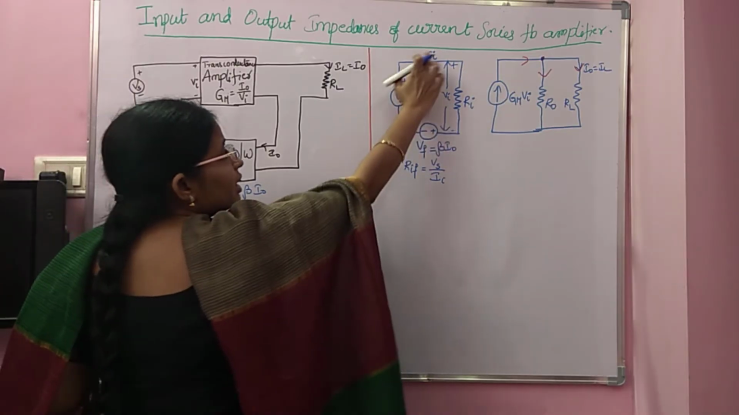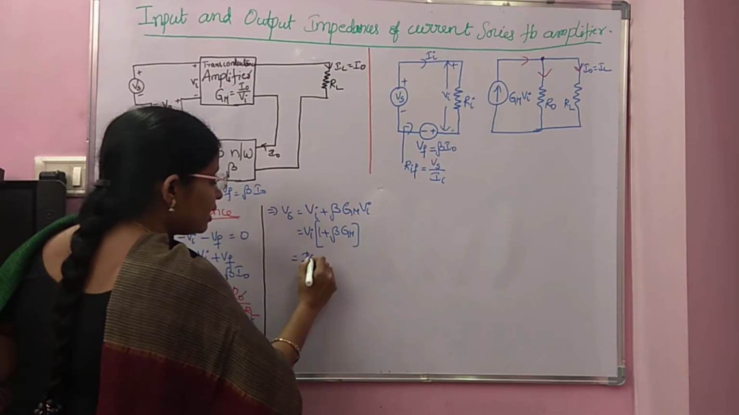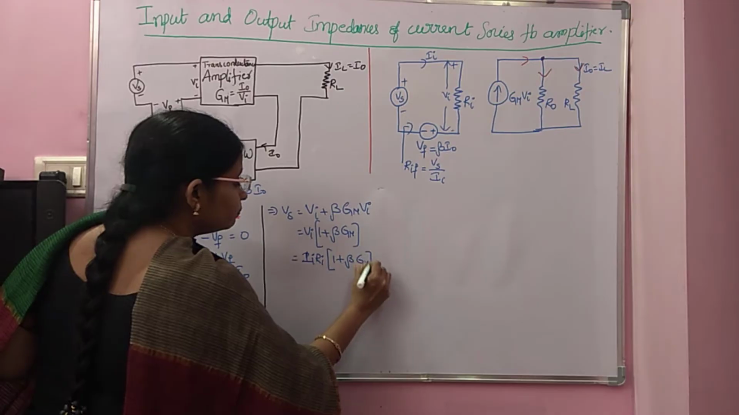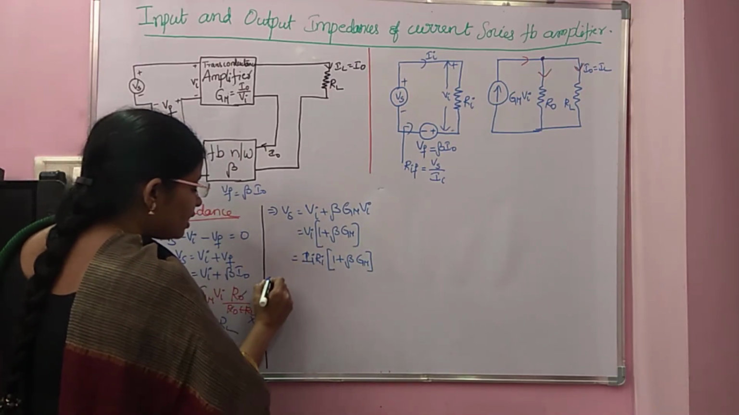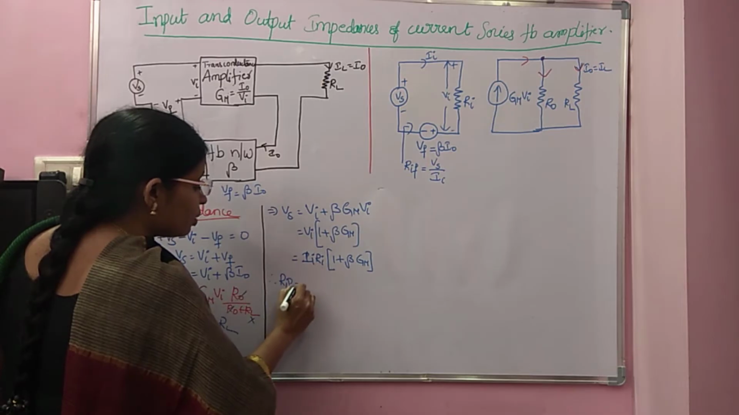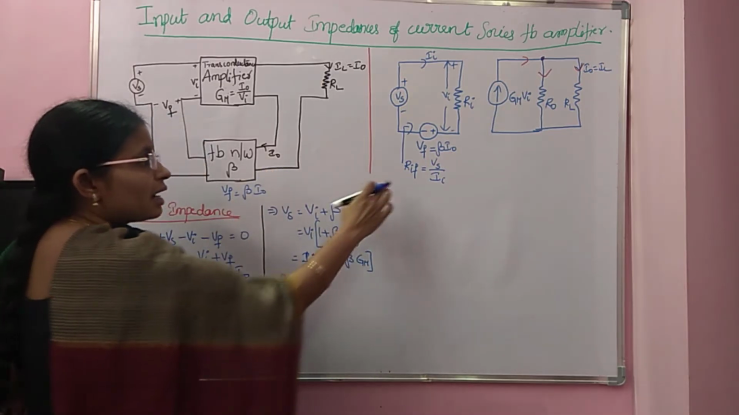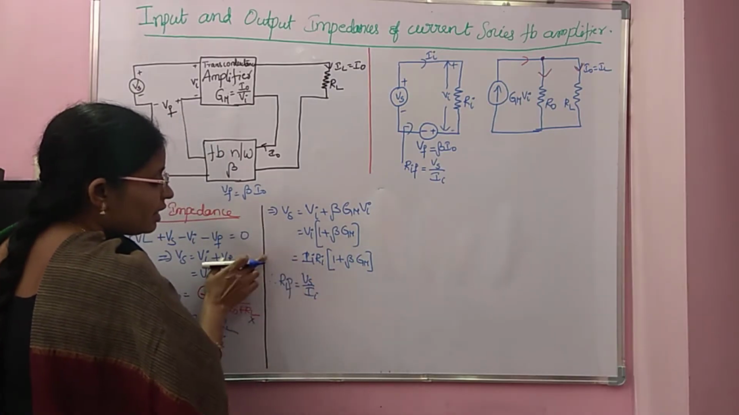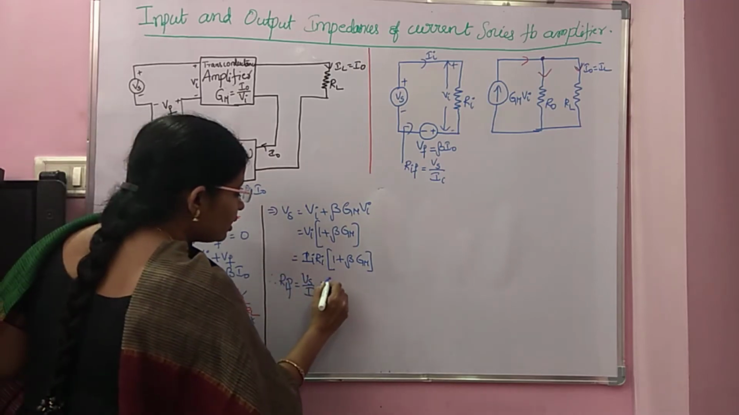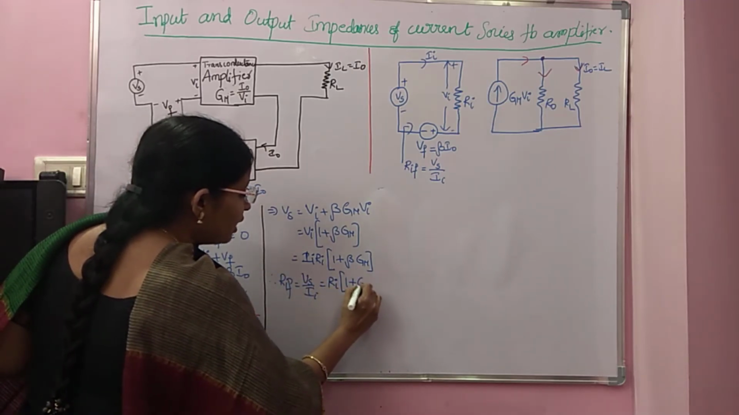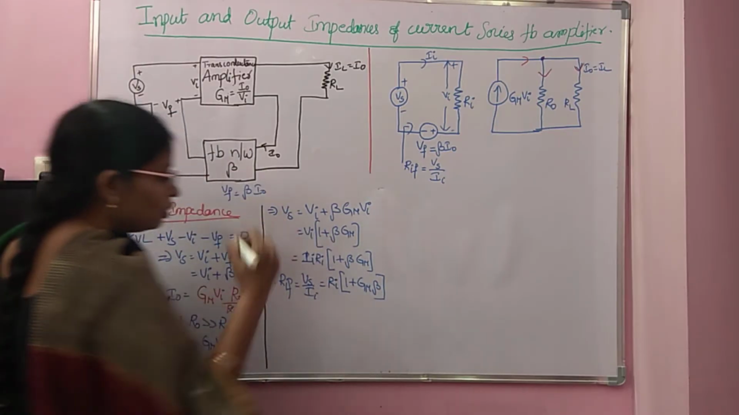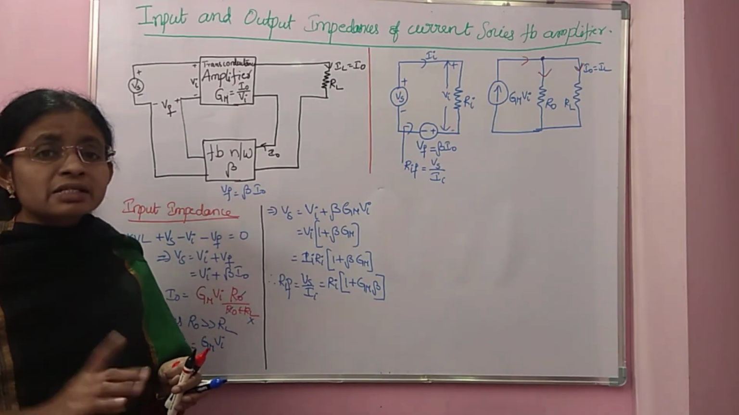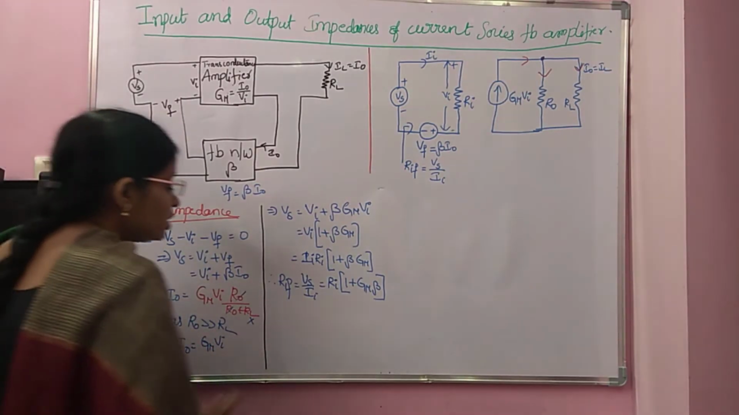So if you observe here, it is Ii into Ri, so Ii into Ri of 1 plus beta Gm. Now, what is RIF? RIF is the input impedance with the feedback. RIF is equal to Vs by Ii. So this is Vs, and take this Ii in the denominator. You will get it as Ri of 1 plus Gm beta. So that is your input resistance with feedback. So this is your RIF.